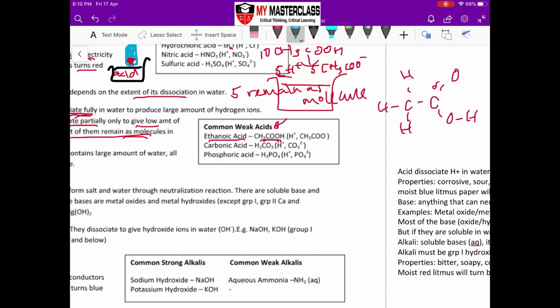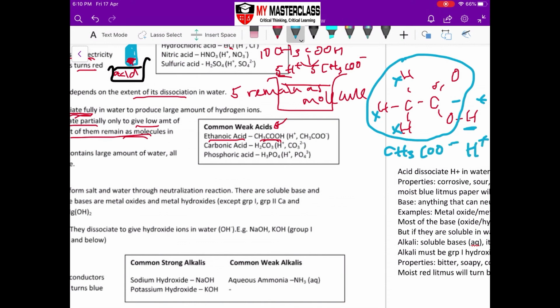Okay, so which H will dissociate to give you hydrogen ions in water? It is not this one, it's not this one, it's not this one. Please know, the ultimate important one is this last H that separates into H plus. So this whole thing over here will have a minus charge, and that's why I have CH3COO minus and H plus.